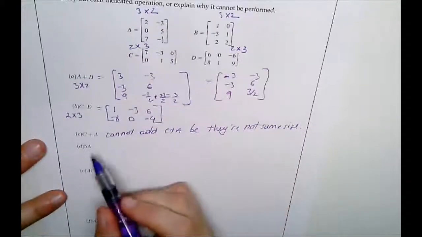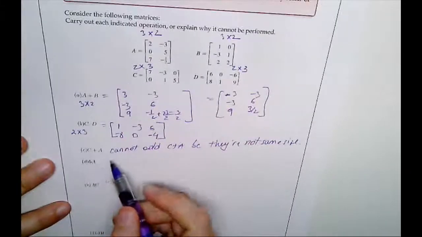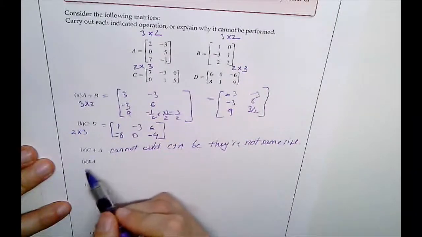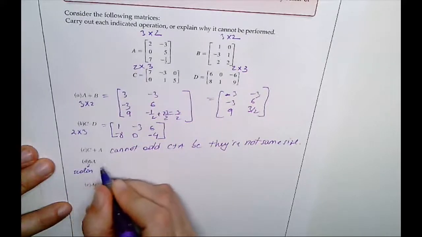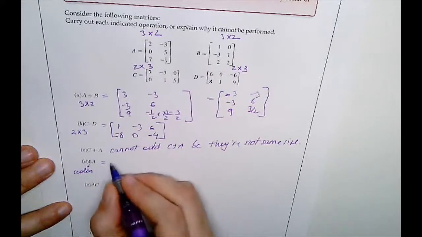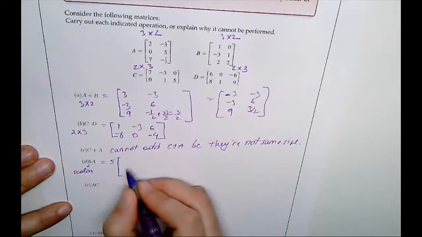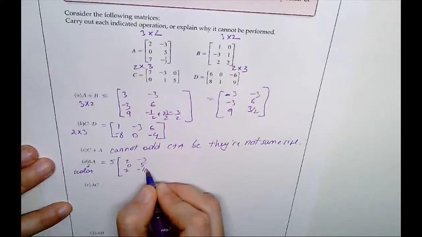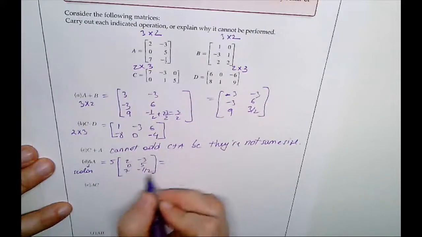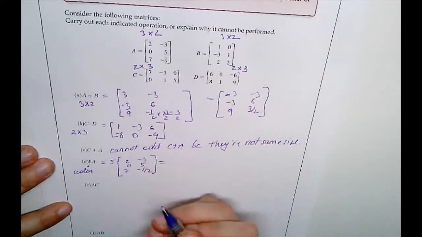Okay, we can also multiply a matrix by a constant or a scalar. We call this 5 a constant or a scalar. So basically, 5 times a, what's the matrix a? 2, negative 3, 0, 5, 7, negative 1/2. Each entry in the matrix is getting multiplied by 5.